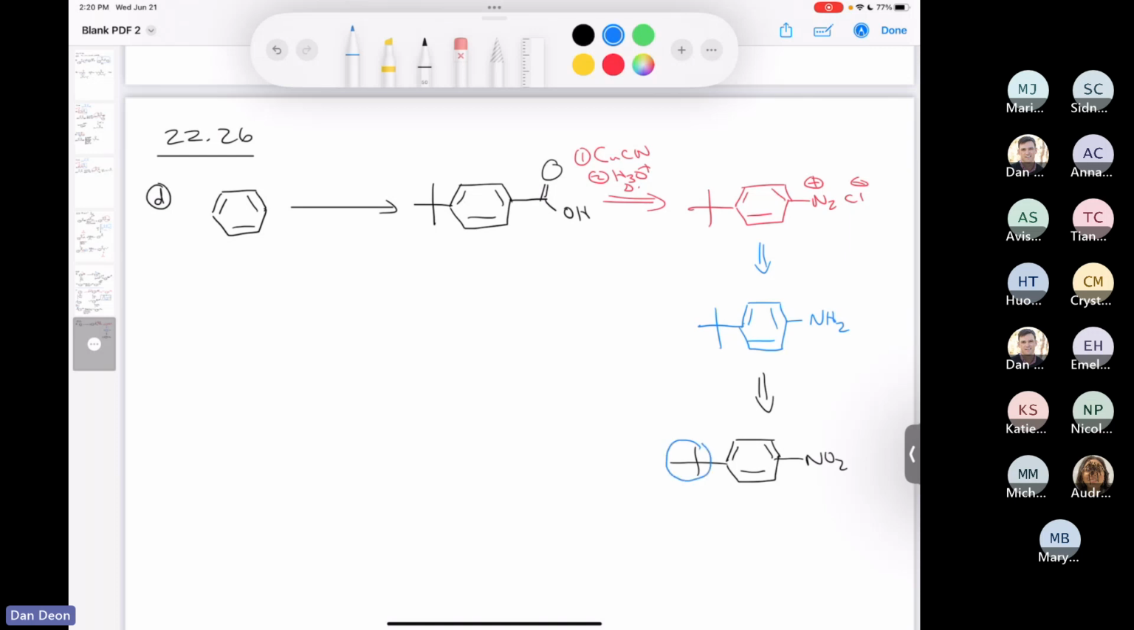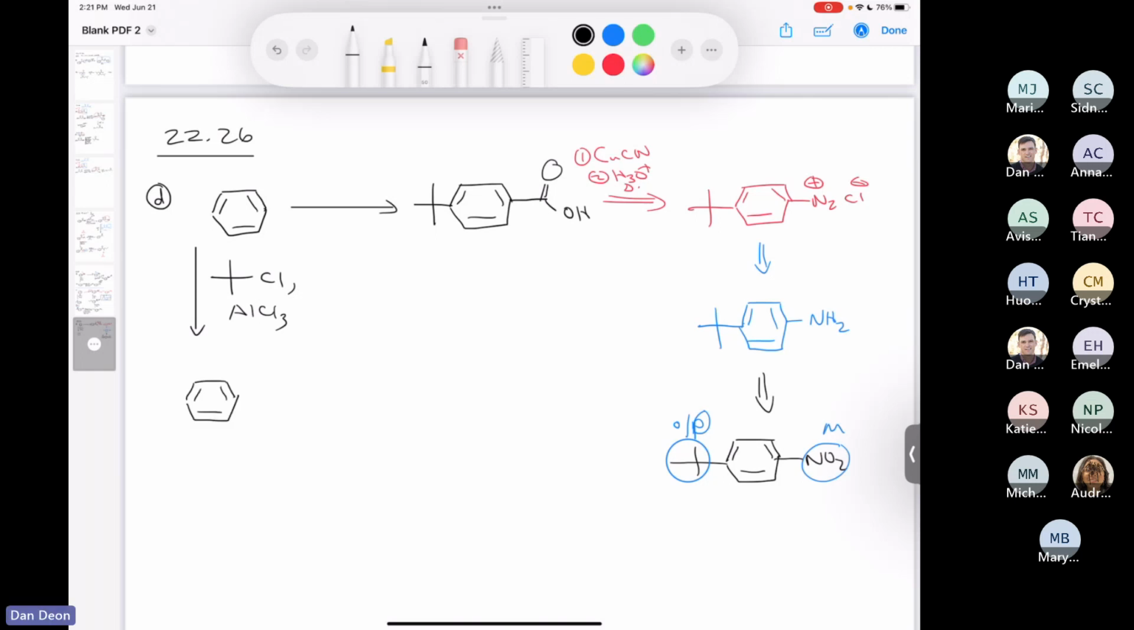Because the tert-butyl, Audrey, is ortho-para-directing, and it's definitely going to direct preferentially to the para side. And nitro is meta-directing. Good. So let's install that tert-butyl group, and we need to do Friedel-Crafts alkylation for that. For that, we're going to use tert-butyl chloride and aluminum chloride, and that's going to install our tert-butyl group.